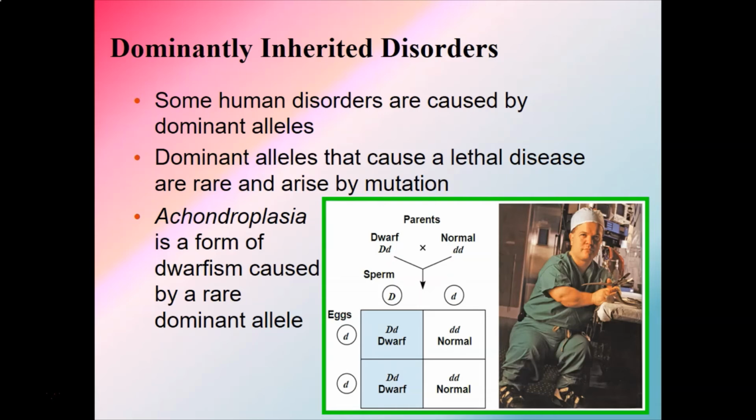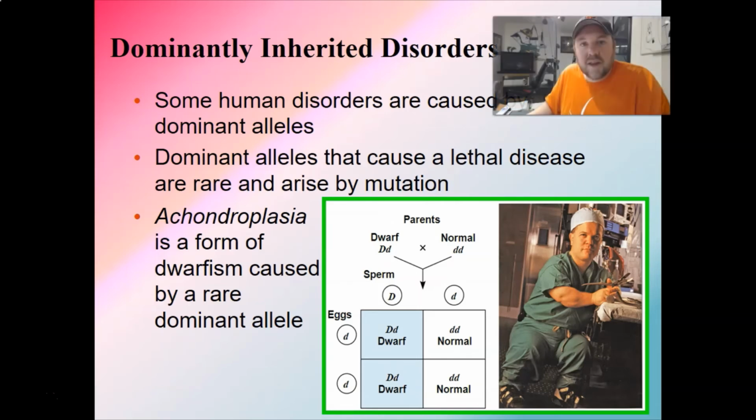But there's also a handful of dominantly inherited disorders, and if you think about it, these are a little bit more dangerous because with a recessive disorder, what do most people that have this disorder or carry it around? Yeah, they're carriers. They're fine, right? It's impossible to be a carrier of a dominant disorder. If you carry it, that means you have it, right?